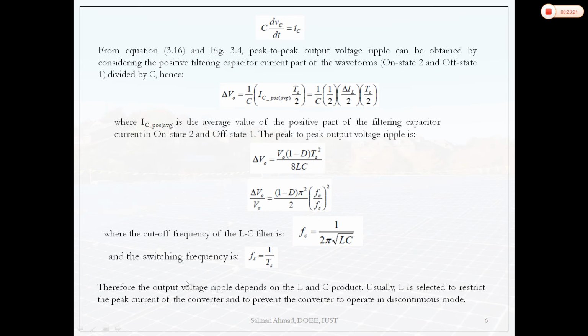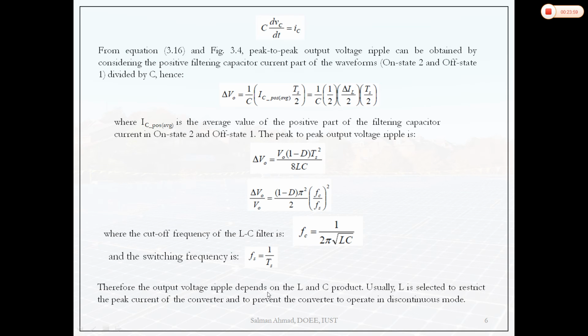Therefore, the output voltage ripple depends on the L and C product. Delta V naught is dependent on the L and C product. Also, this is the switching frequency, so we can write FC square upon Fs square. More switching frequency means lesser ripple in the output voltage. Also, a larger value of L and C will ensure a smaller ripple in the output voltage, which is the desired criterion for designing any DC-DC converter.